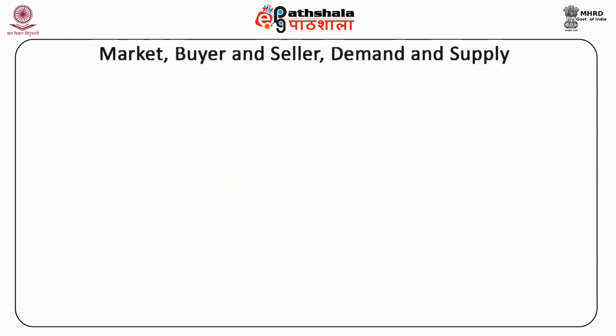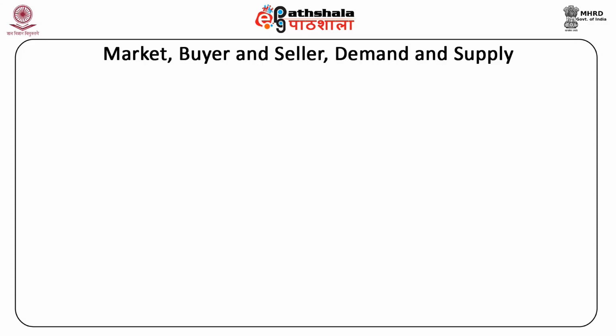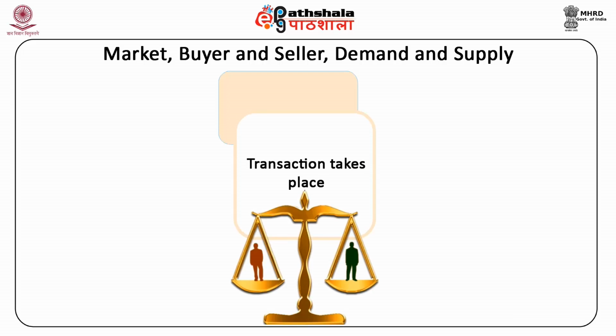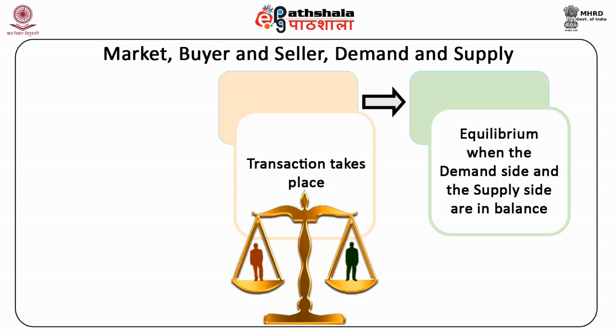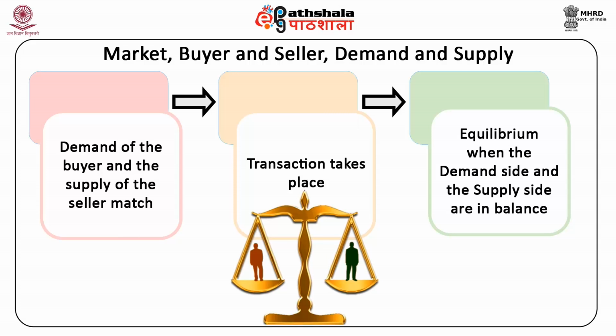If the demand of the buyer and the supply of the seller match at a certain configuration of the price and quantity, the transaction takes place. The market is in equilibrium when the buyers and the sellers, that is, the demand side and the supply side, are in balance, or if it matches.